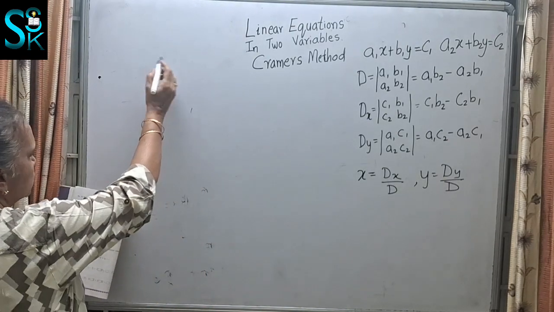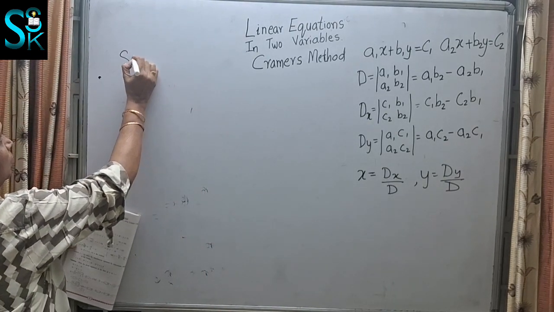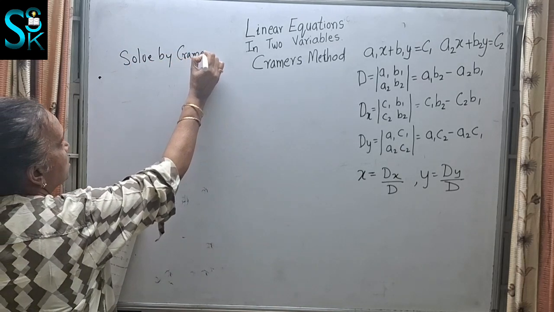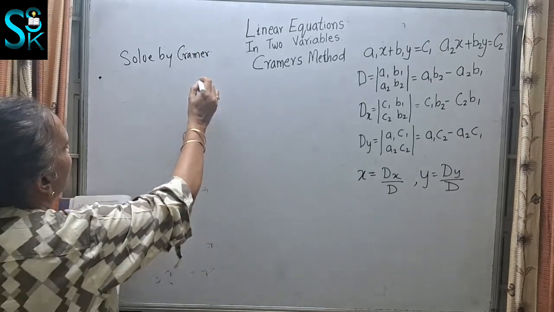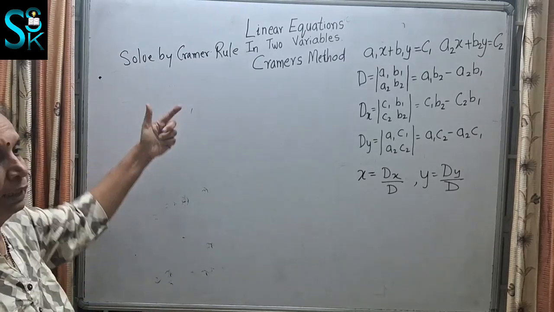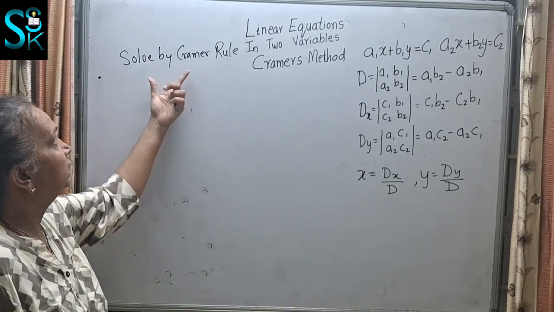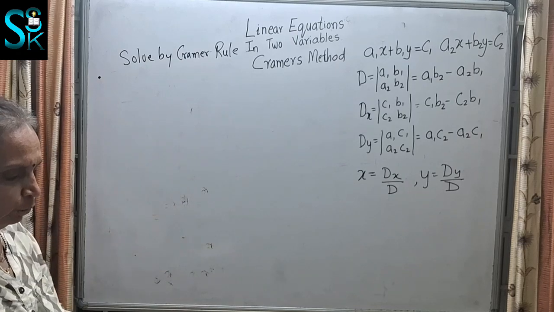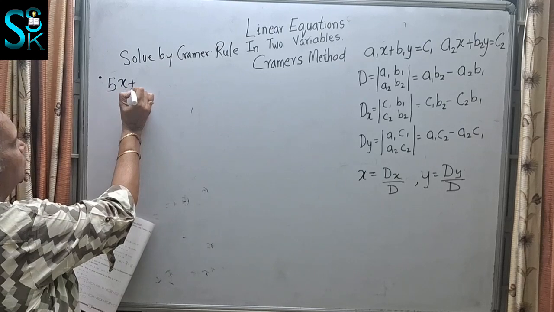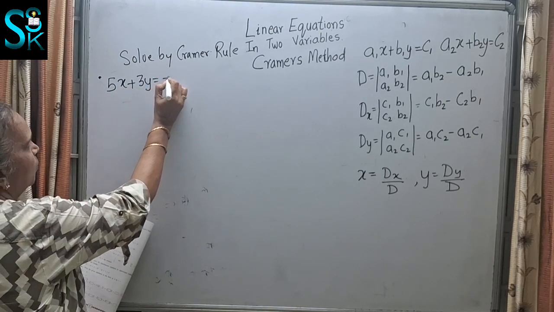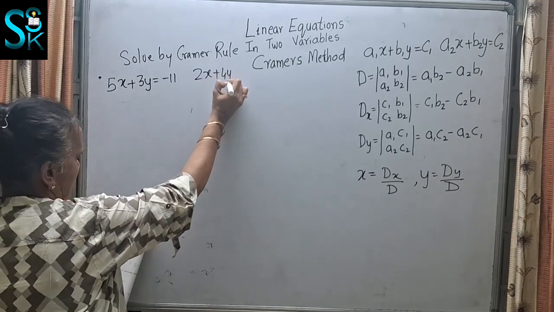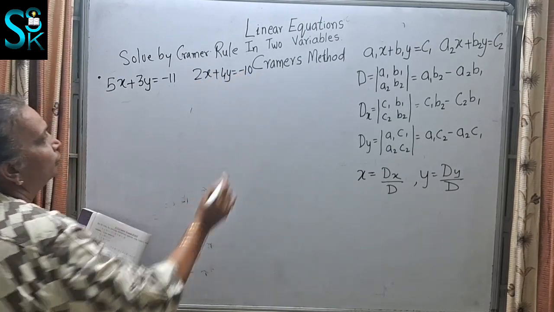Now it will come as: solve by Cramer's method. The question will be solved by Cramer's rule or method, whatever. Okay, it can come as an activity also, or as a straight question: solve by Cramer's rule. They will be giving us two equations, 5x plus 3y is equal to minus 11 and 2x plus 4y is equal to minus 10.